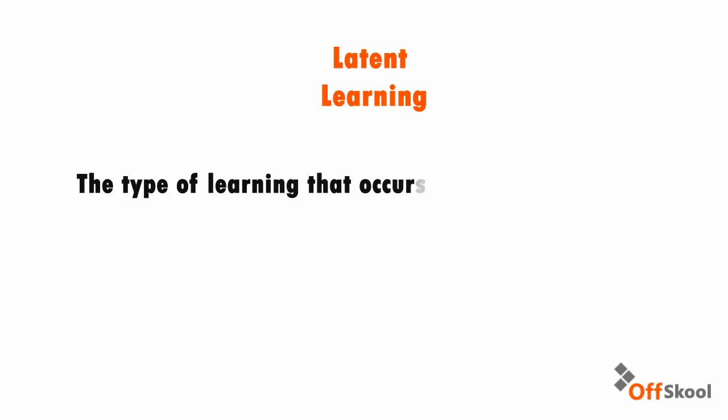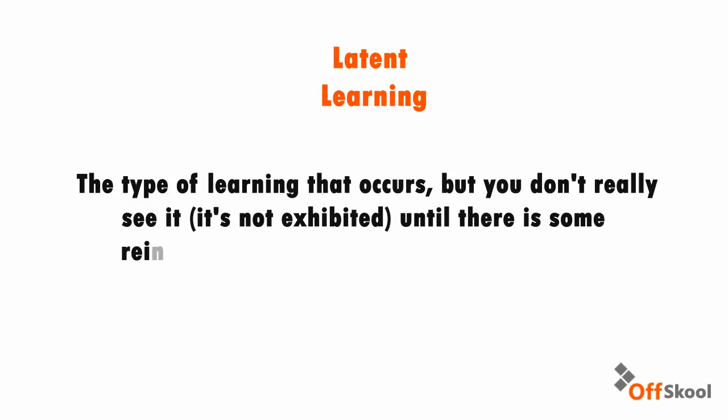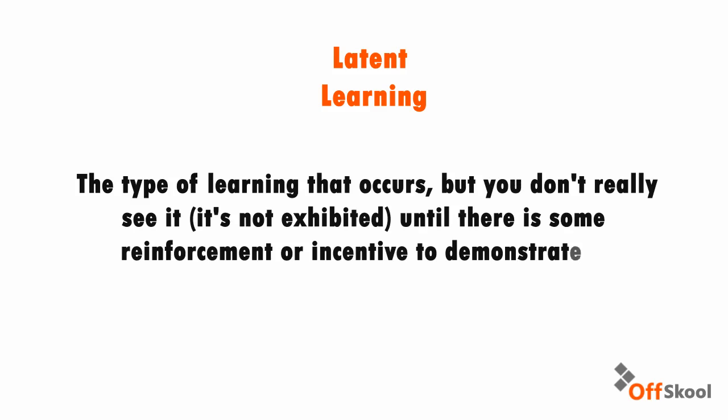Now, the second type of cognitive learning is latent learning. It's the type of learning that occurs but you don't really see it, it's not exhibited until there is some reinforcement or incentive to demonstrate it. For example, you train a parrot to talk, but that parrot won't talk for you unless you reward it. You give it a treat as a reward.